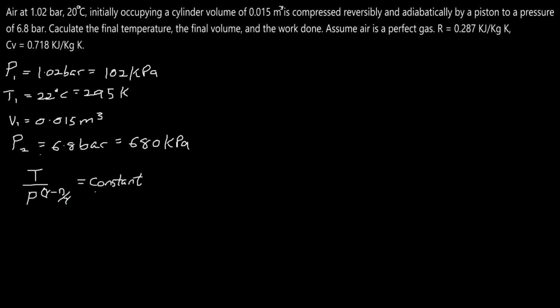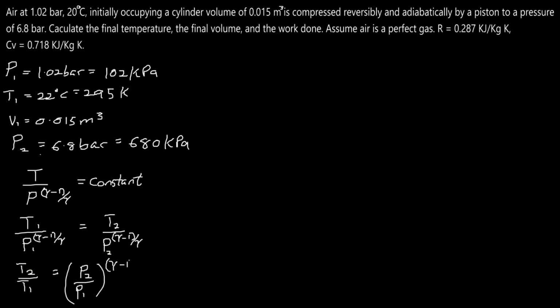We can write this as T1 over P1 to the power of (gamma minus 1) over gamma equals T2 divided by P2 to the power of (gamma minus 1) over gamma, which we can rearrange as T2 divided by T1 equals P2 divided by P1 to the power of (gamma minus 1) over gamma.